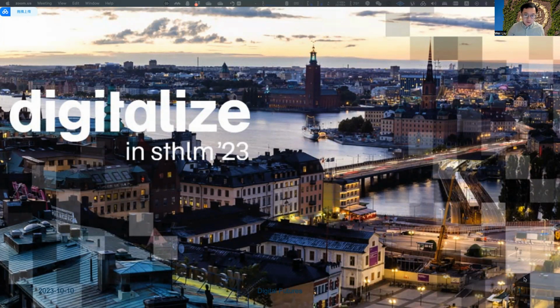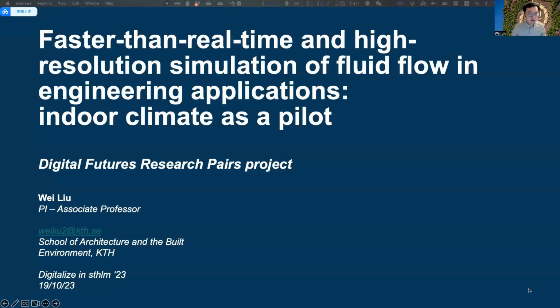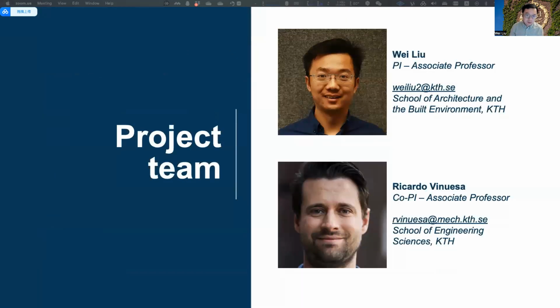Today, I will present our project entitled Faster Than Real-Time and High-Resolution Simulation of Fluid Flow in Engineering Applications, with the indoor climate as a pilot. This is the Digital Futures Research Pilots project. My name is Wei Liu, and I'm an associate professor at the ABE School, KTH, and I'm the PI of the project. Associate professor Ricardo Villanueva is a co-PI of this project, and he's from the School of Engineering Science, KTH.